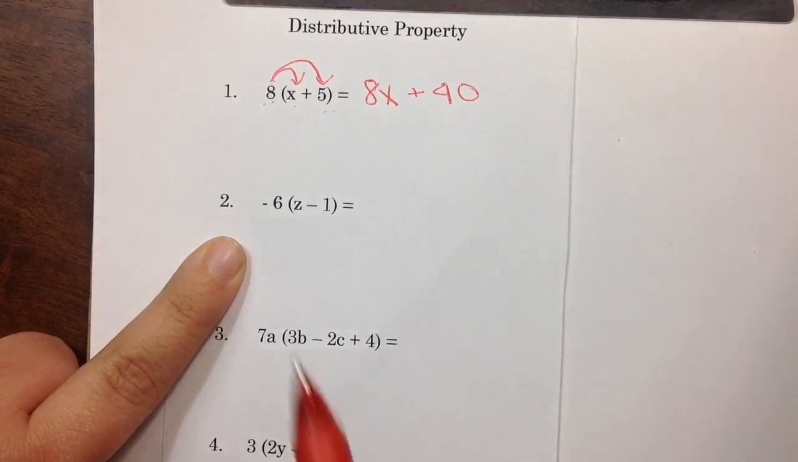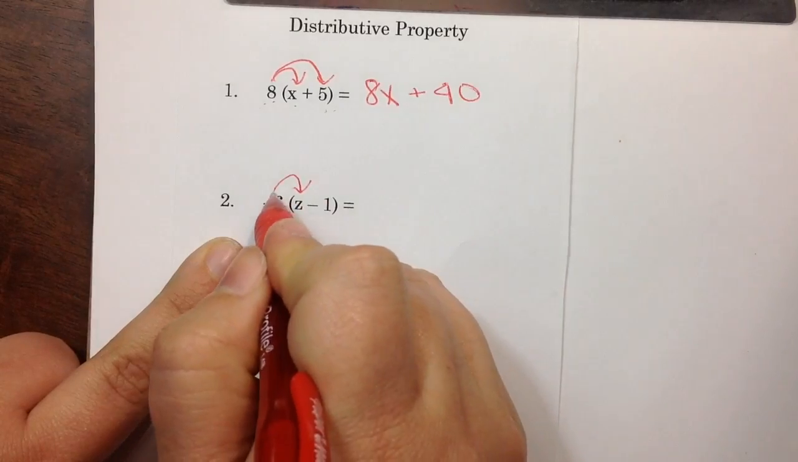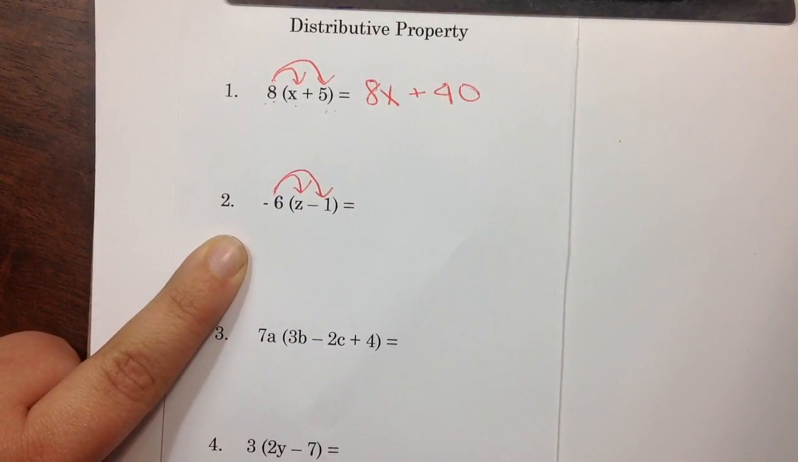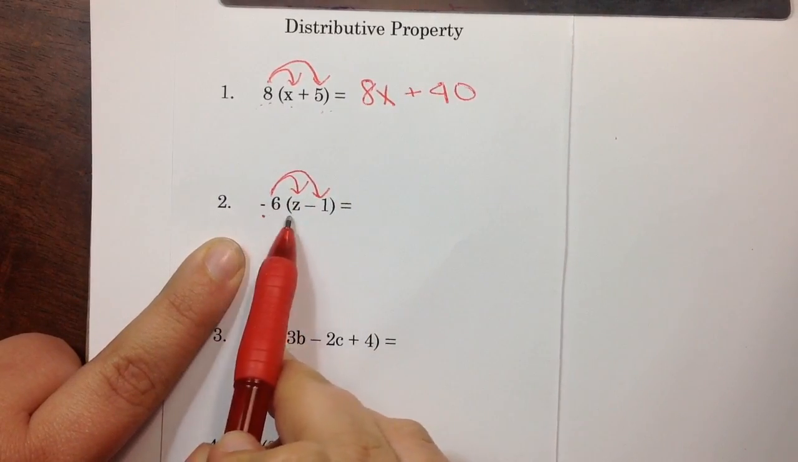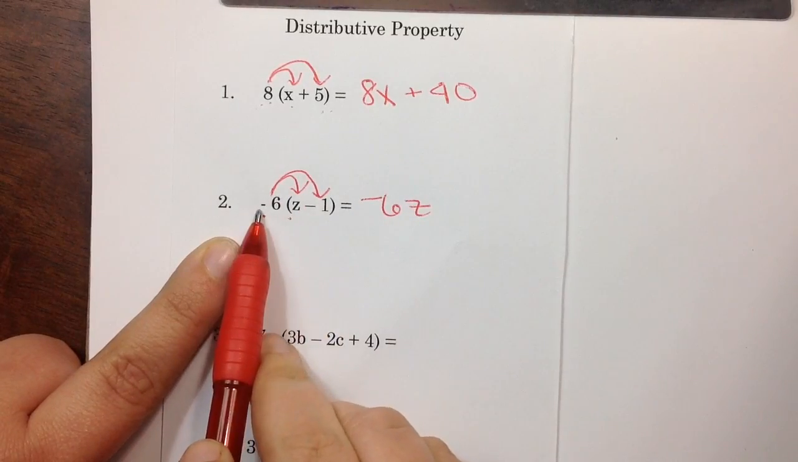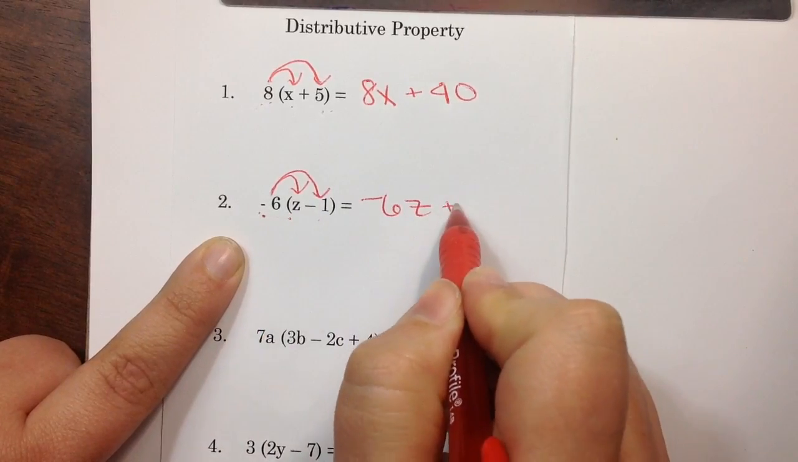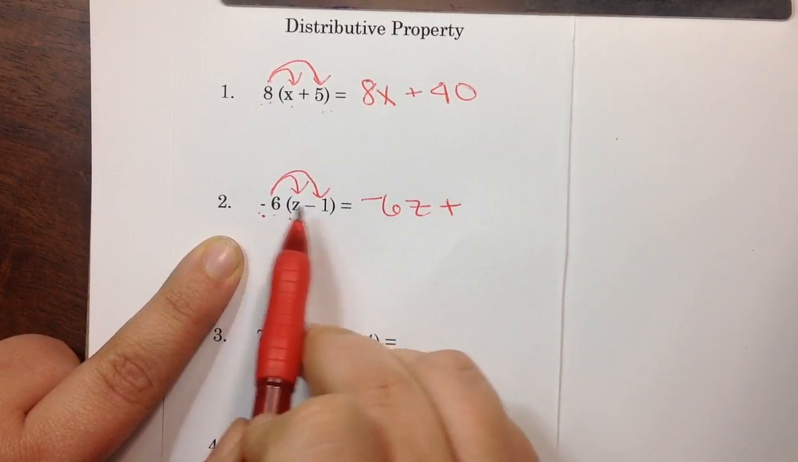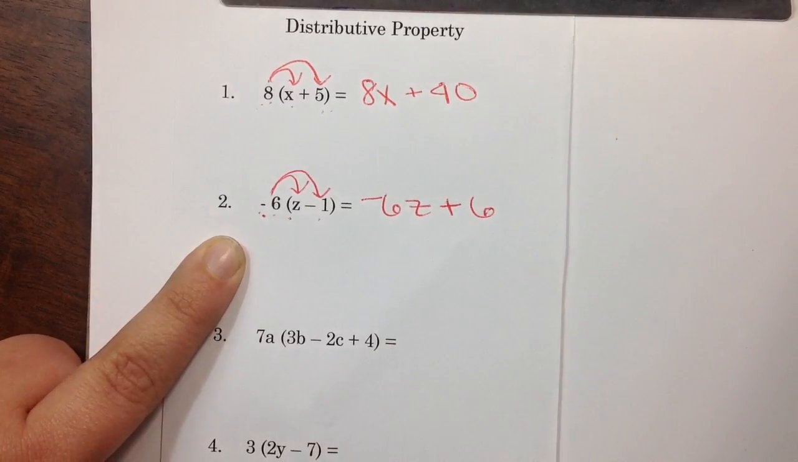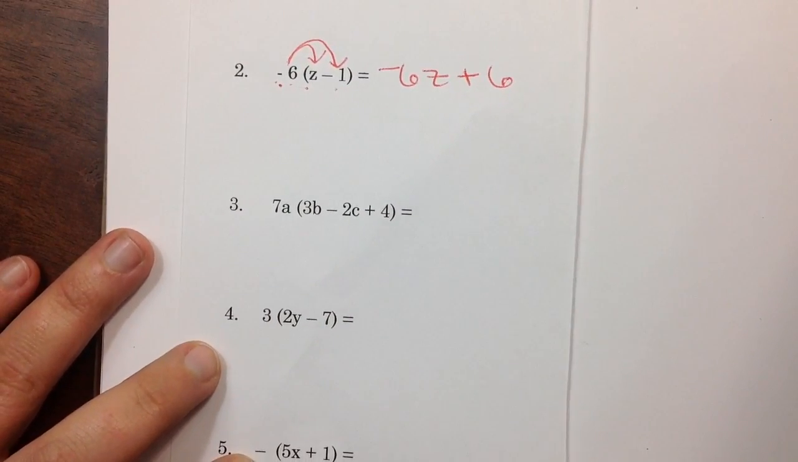We have negative 6. So that would be negative 6 times z. And negative 6 times negative 1. Negative 6 times z would be negative 6z. Negative 6 times negative 1. A negative times a negative is a positive, and 6 times 1 is 6. Okay? Let's go here. Now we have letters.